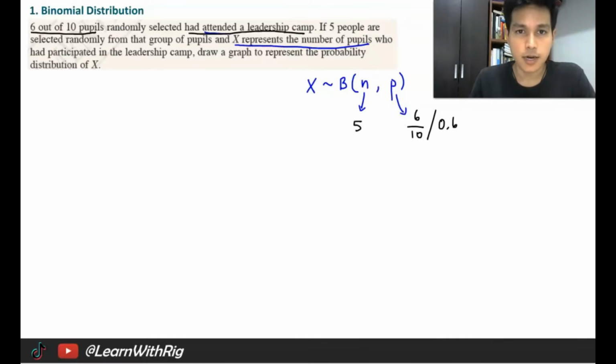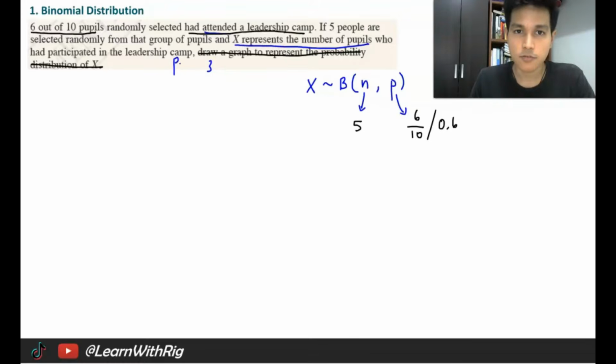Now they ask you to draw a graph to represent the probability distribution of X. I want you to ignore this first. Ignore what they are saying here. Not to say they won't ask you to draw a graph, but for now, I want you to understand this. Usually the question will ask, find the probability of 3 people attended the leadership camp. 3 people.